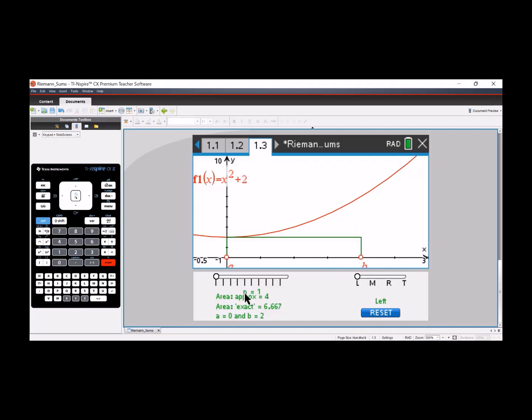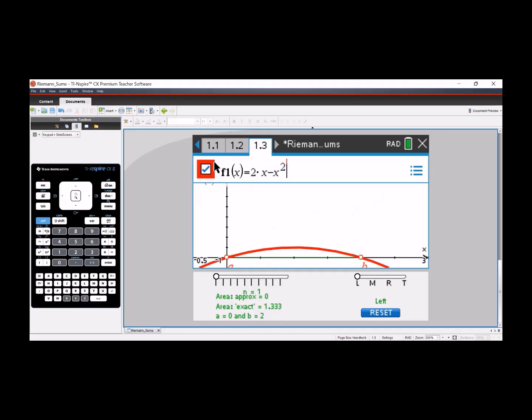Okay. Now, right now, n is set to be 1. And it tells us the approximate area. Why am I back in this function x squared plus 2? Let's do this again. Oh, because I clicked and didn't hit enter. That's probably what I did. So 2x minus x squared, make sure you press enter. That's better. We can make this 10.